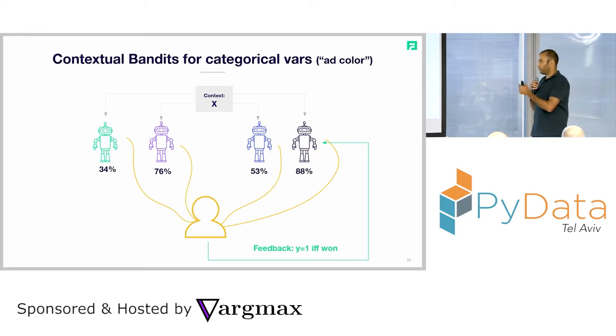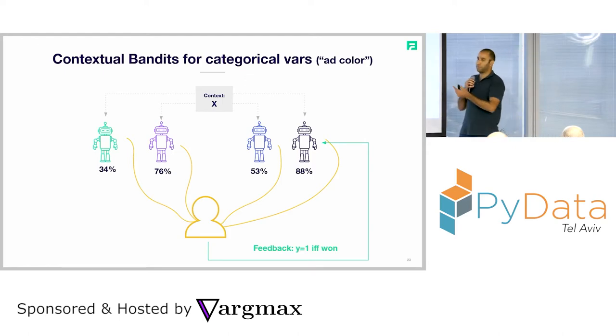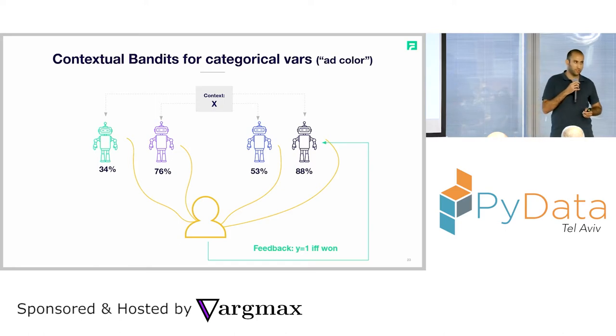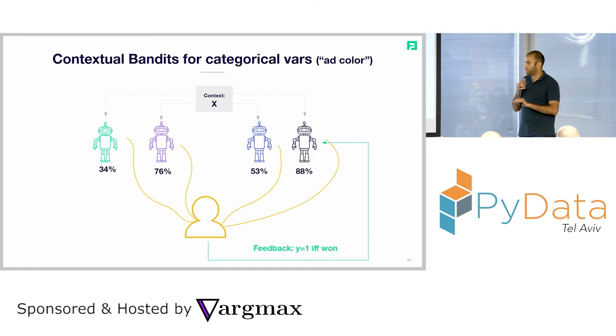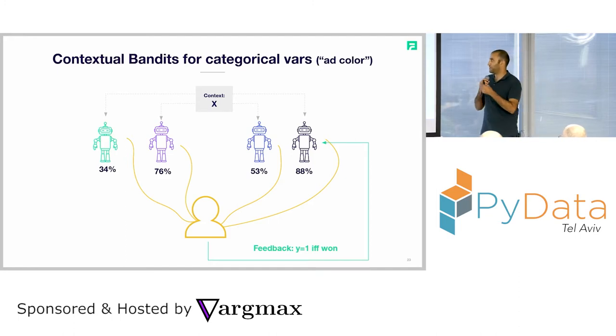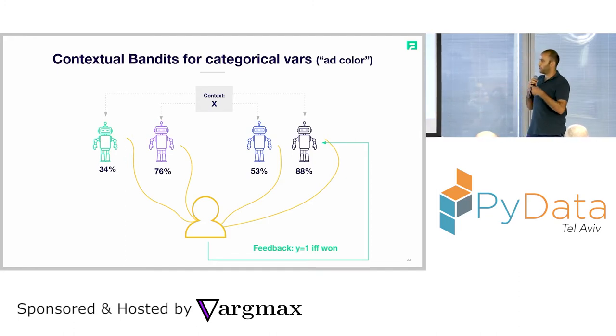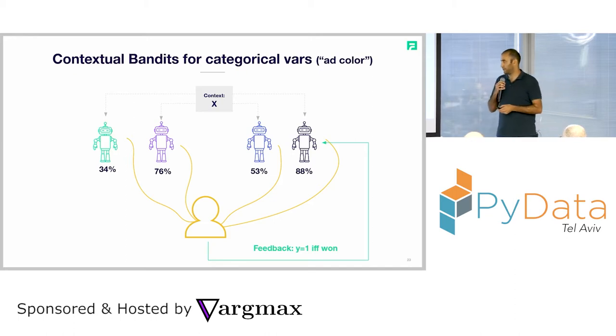And using that feedback, we will update our beliefs. And by updating our beliefs, I mean that there are several strategies such as Thompson sampling, for those who know, epsilon greedy, beyond the scope of this talk. But once we update our beliefs, we can retrain the whole process again and again.